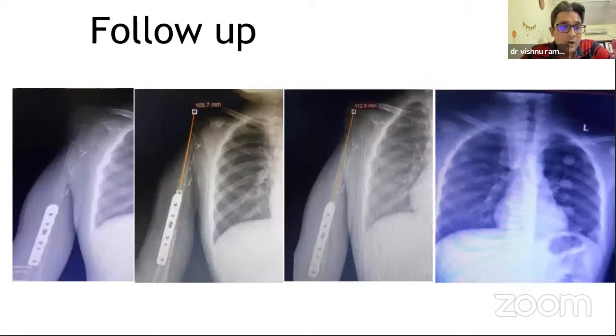Next slide, sir. Now, on serial radiographs, we have seen around 1 centimeter growth in 1.5 years. But unfortunately, at 1.5 years, the patient developed metastasis. But this technique did show that we are able to achieve growth if the epiphyseal vessel is preserved. Next slide, sir.